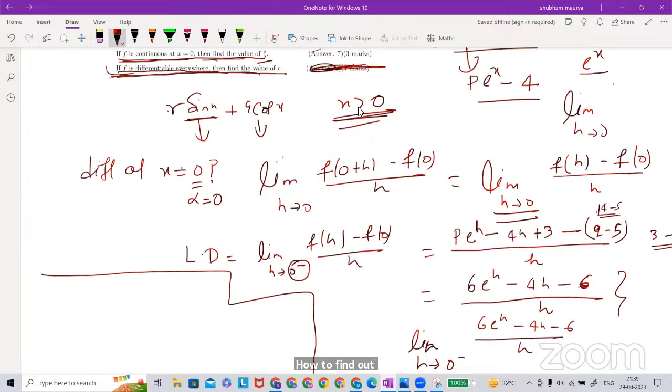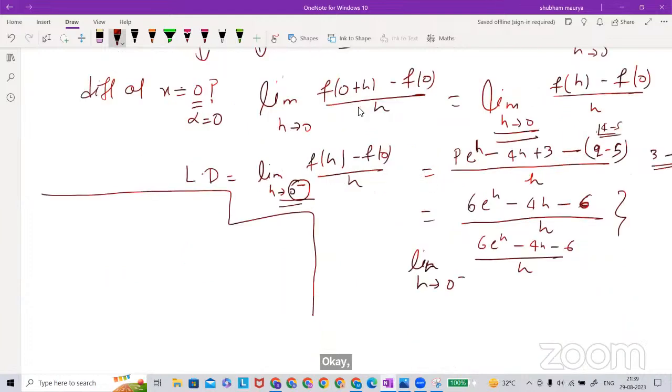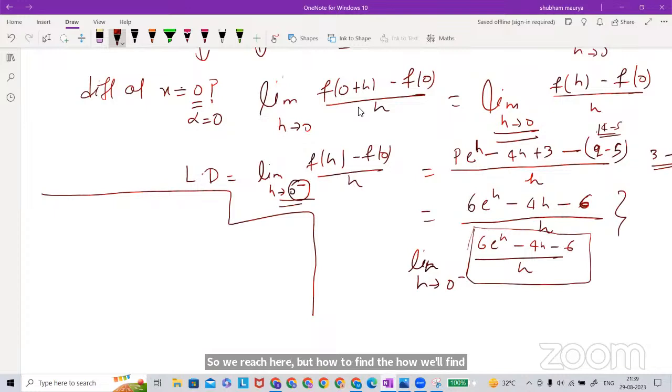We actually didn't reach the R on the right side. We are finding the left limit. So we reached here, but how will we find this limit? Anyone have an idea? L'Hopital's rule, sir. We cannot use direct substitution because it will not be clear. So we have to go with the L'Hopital rule.